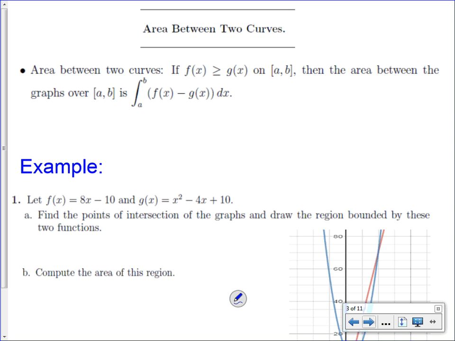Okay, our next application is finding area between two curves. So remember that here you're just setting up a definite integral, but you always want to set it up as upper minus lower. So to find the area between f of x and g of x, if f of x is greater than or equal to g of x, then the area between the graphs is f of x minus g of x. Okay, so an easy way to remember it is upper minus lower. Okay, let's look at the example.